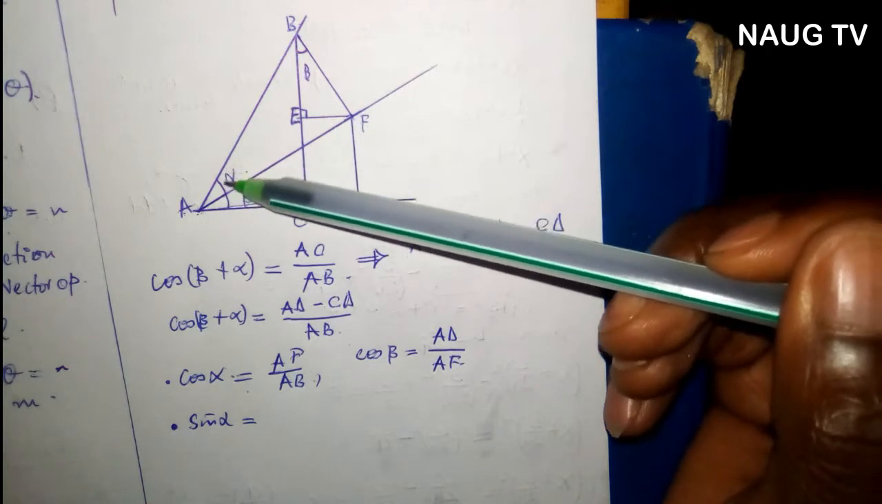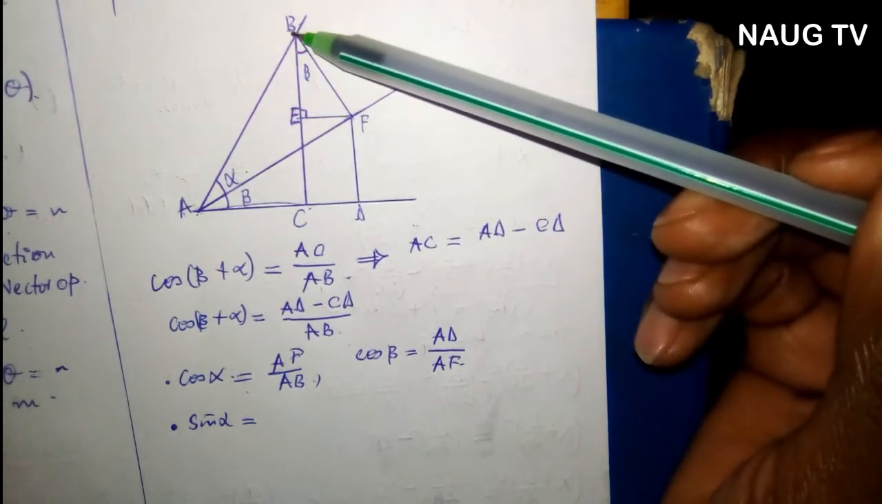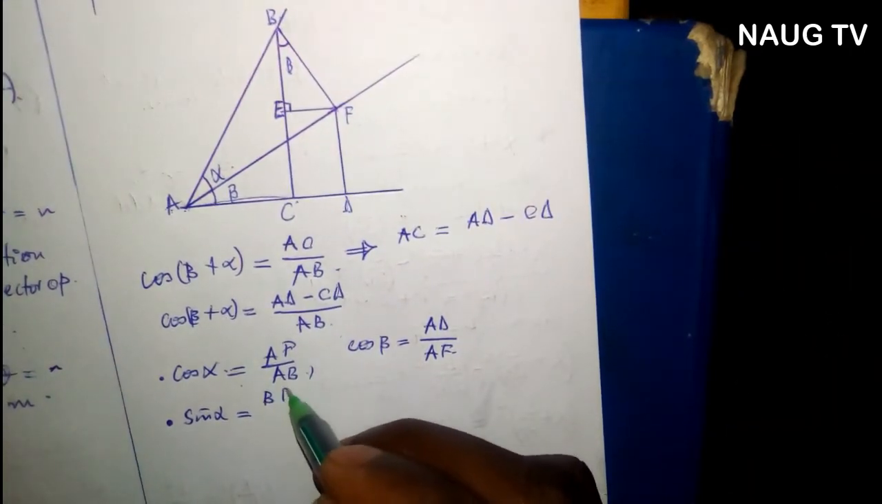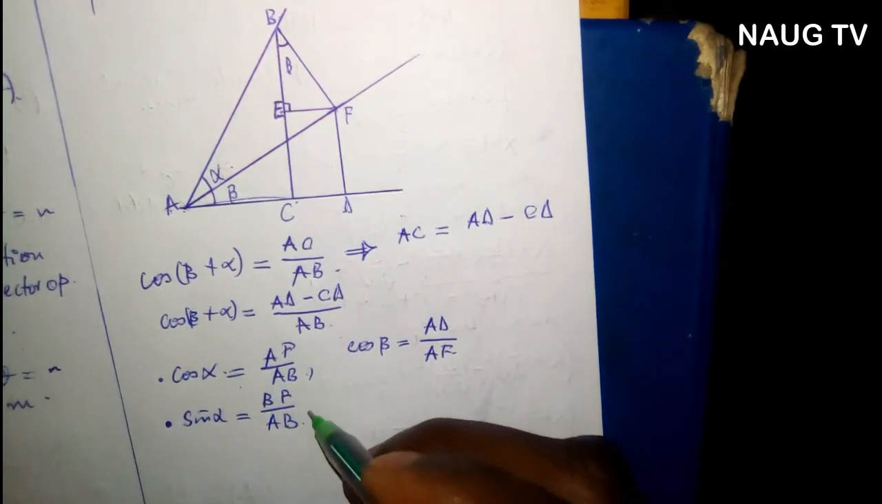So let's see, sine alpha would also be equal to opposite side of this angle, it is this one, over hypotenuse. The opposite side is BF over AB.